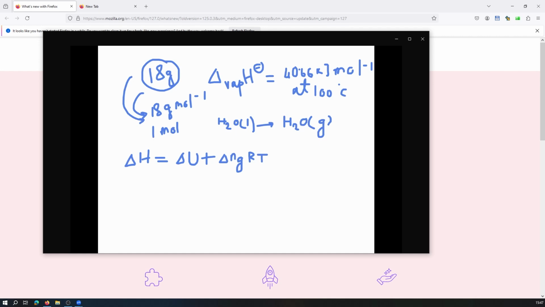Now, since we have to calculate the delta U of vaporization, because the question demands the change of the internal energy of vaporization at 100 degrees Celsius, we have to calculate delta vaporization of U. In standard state, that is delta vaporization of H minus delta Ng into RT.